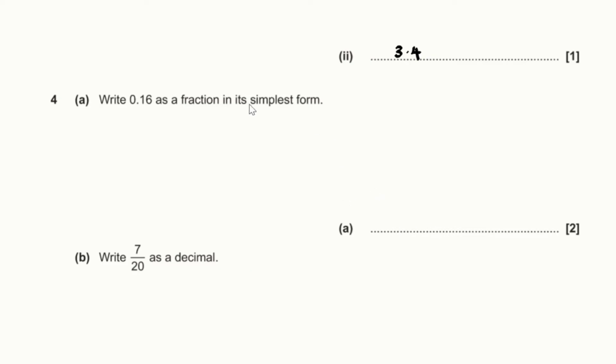Question number 4 for part A, we have to write 0.16 as a fraction in its simplest form. So we've got this 0.16 and we've got 2 digits after the decimal place, so this is the same as 16 over 100. And if I attempt to simplify this by dividing top and bottom by 4, we get 4 over 25. So we have 4 over 25.